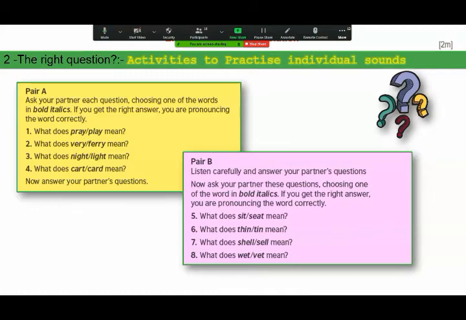In turns, every student will ask a question, and depending on the answer of the other student, you will know whether he heard the correct pronunciation or not. So, ask your partner each question, choosing one of the words in bold italics. If you get the right answer, you are pronouncing the word correctly. So, for example, if I am your partner and I ask you, what does the word night mean?